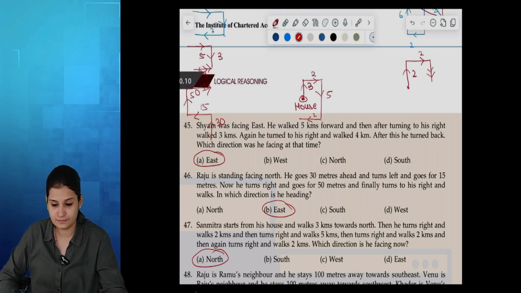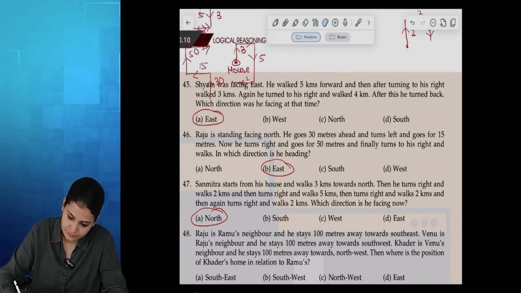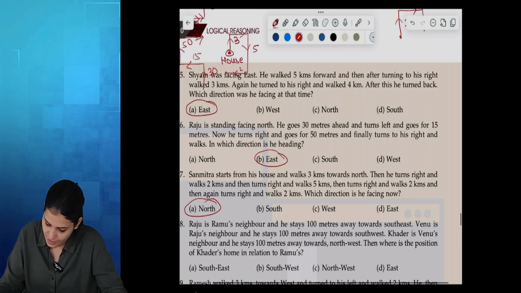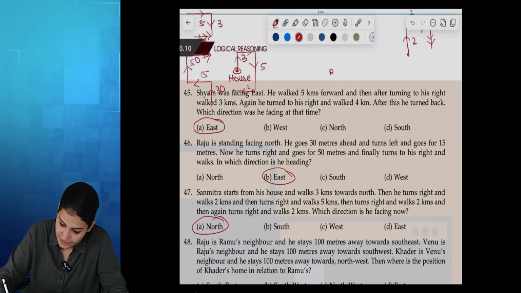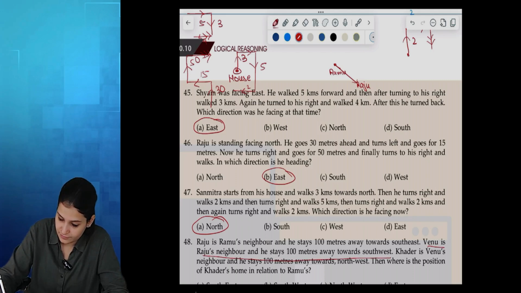Done? Yes, ma'am. 48. Southwest. Raju is Ramu's neighbor and he stays 100 meters away towards southeast. So this is Ramu's house, and this is Raju's house. Venu is Raju's neighbor and he stays southwest of Raju.